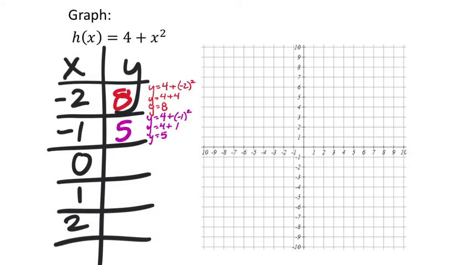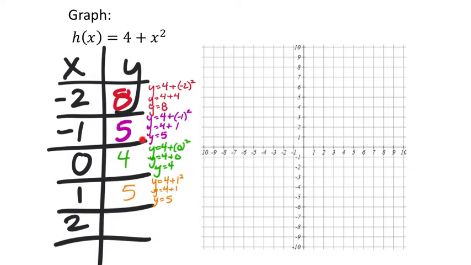All right, well, what about when x is 0? Then you get y equals 4 plus 0 times 0, which is 0 still. So y equals 4 plus 0, which is 4. Okay, so we have this ordered pair 0, 4. Fair enough. How about when x is 1? That's positive 1. Y equals 4 plus 1 squared, 1 times 1, which is 1. And 4 plus 1 is 5. So we have this other ordered pair, 1, 5.